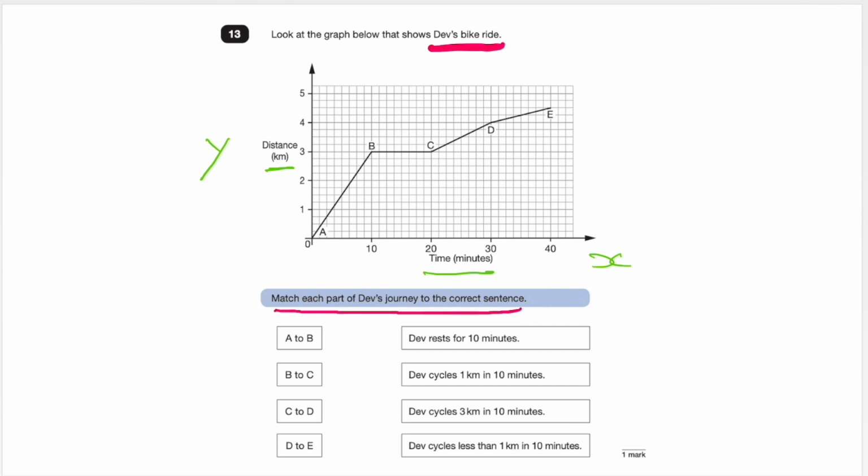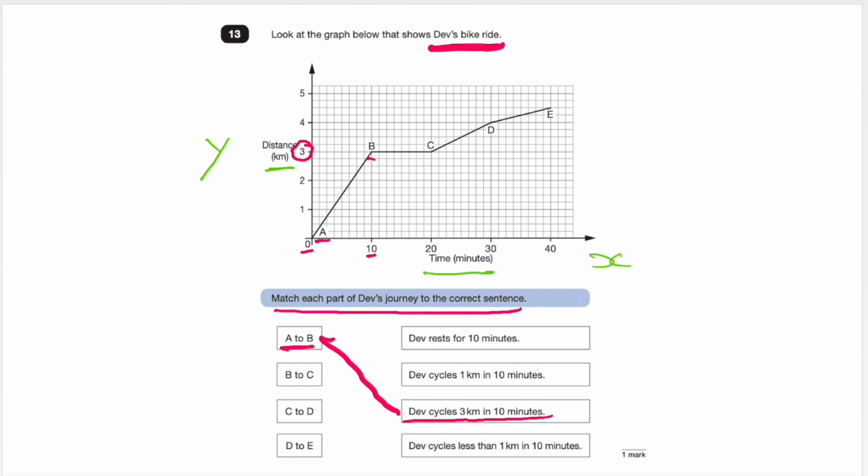Okay, so A to B. So what happened between A and B? Well, we can see he started on 0 minutes and traveled 10 minutes. And he went, as we said just before, 3 kilometers. So we can see this one down here. Dev cycles 3 kilometers in 10 minutes. Let's link them together. Next one, B to C.